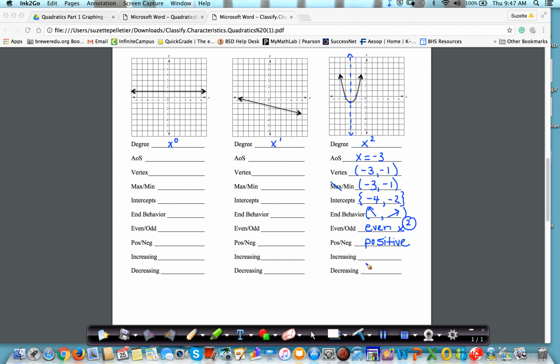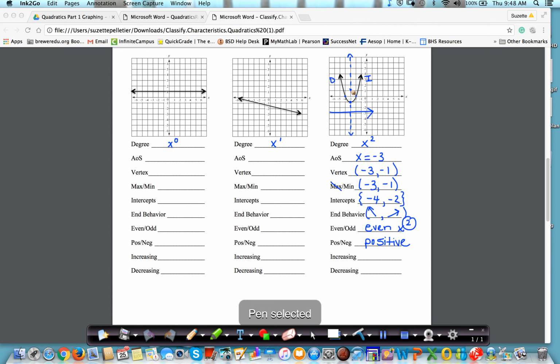And let's talk about where it's increasing. So again, increasing and decreasing. I'm looking for a place where from left to right, it's going up, up, up. And so from left to right it's going down all the way until I hit 0, or until I hit its vertex. And then it's heading up. So this is the increasing part, and this is the decreasing. This one's going down, okay? So increasing is from 0, ooh, not 0. Why not 0? Because I'm not at 0, I'm at -3 right there.